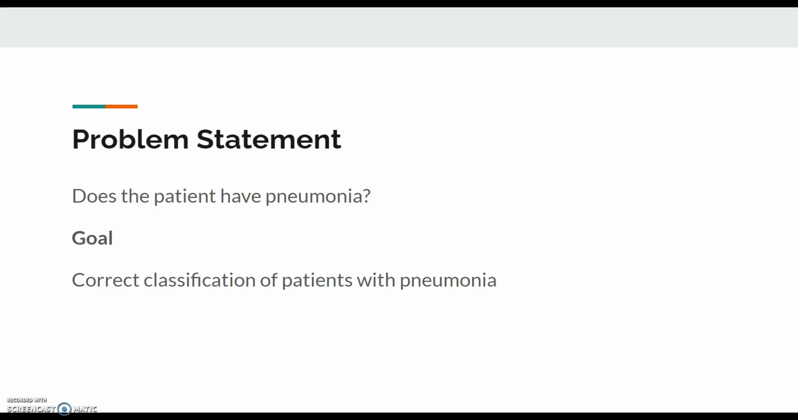Now, what is the problem statement? Does the patient have pneumonia? And the goal is correct classification of patients with pneumonia. Now, how are we going to do this? We are going to do this with the use of chest X-rays.